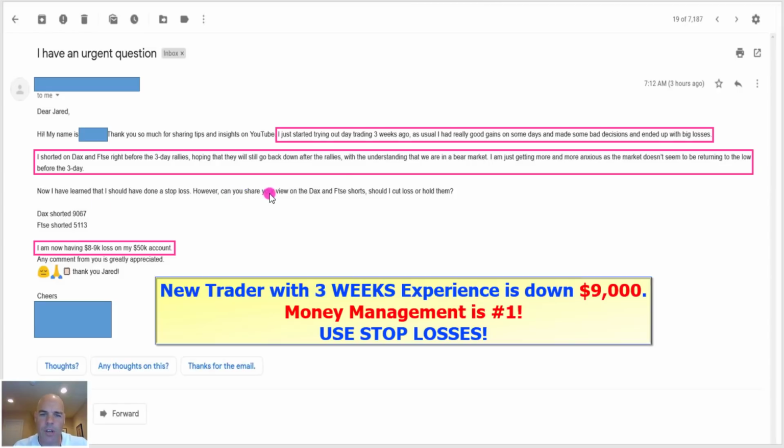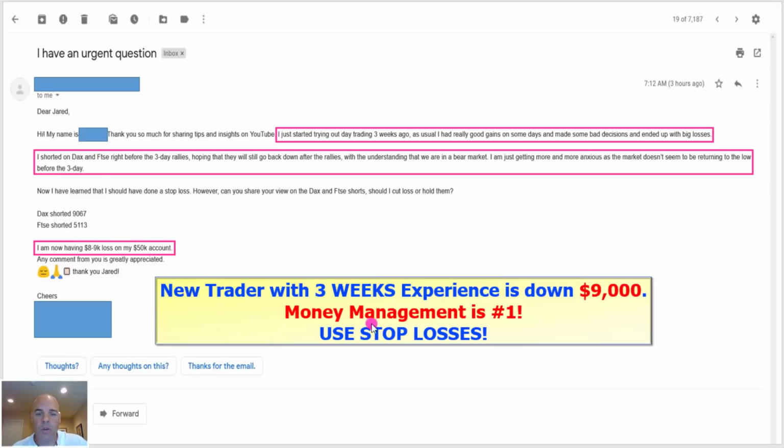I just started trying out day trading 3 weeks ago. As usual, I had really good gains on some days and made some bad decisions and ended up with big losses. Point here, guys, is you're talking about the DAX, the FTSE. Why is that important? Because it doesn't matter what market you're trading. It could be the U.S. markets. It could be foreign markets. It doesn't matter. These things, emotion, psychology, poor money management, afflicts all people from all countries, all walks of life, all traders.